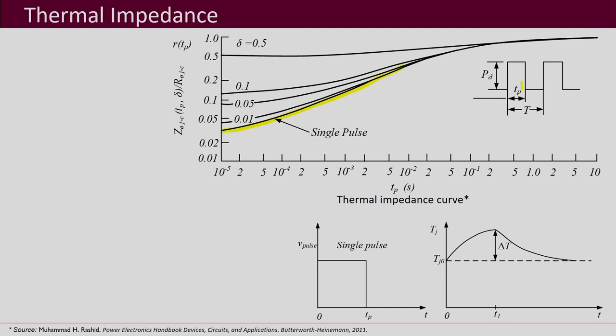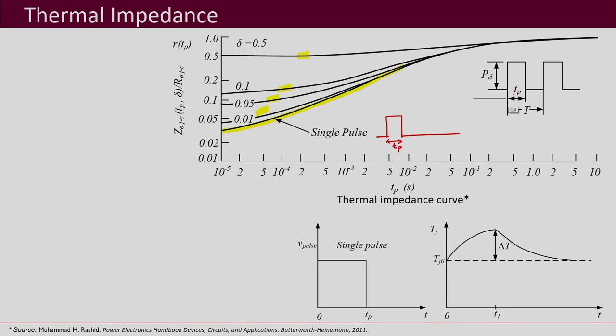And here more curves are given. You can see this one and these other four curves that are provided. They are for pulses which are repetitive. This single pulse means that your pulse is there, and then after that there is no pulse. So, that is your single pulse, which is of duration Tp.